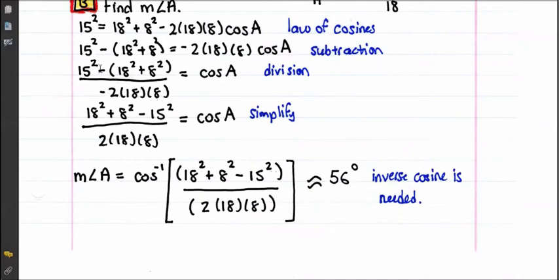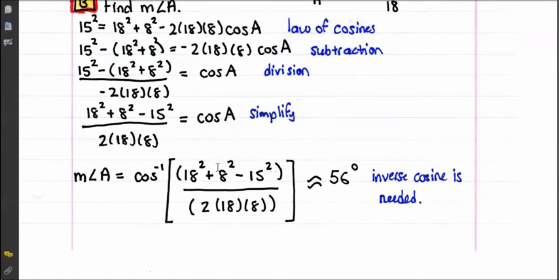And so since I have negatives top and bottom, I'm going to now rearrange things. That's the same thing as multiplying the top and bottom by a -1. So now the top becomes 18 squared plus 8 squared minus 15 squared over +2 times 18 times 8. And now I'm going to use the cosine inverse to figure out angle A.